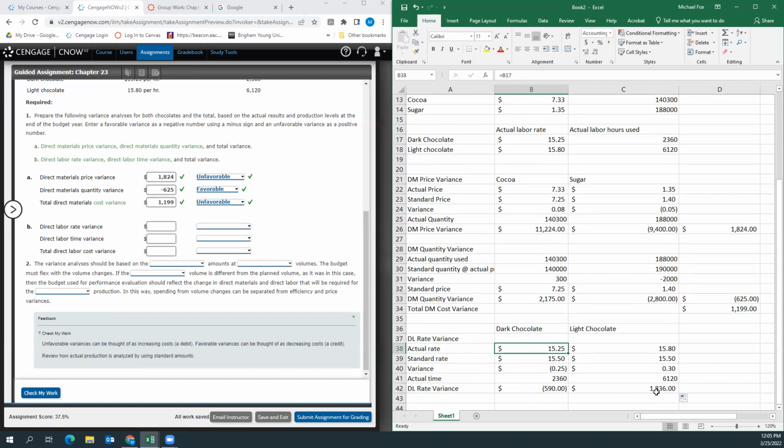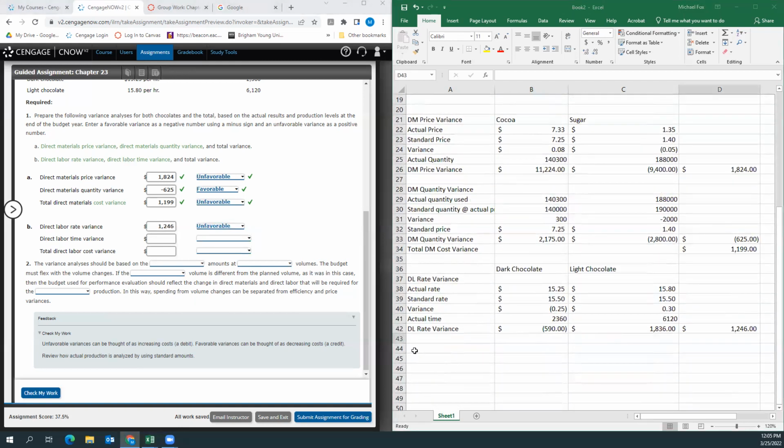But I also had an unfavorable direct labor rate variance for light chocolate based on the fact that I planned to pay $15.50 and I actually paid $15.80. So my overall direct labor rate variance will be the sum of those two, and that's $1,246 unfavorable. So I spent $1,246 more than I planned on spending due to rate variance.